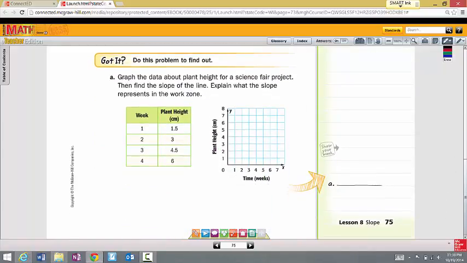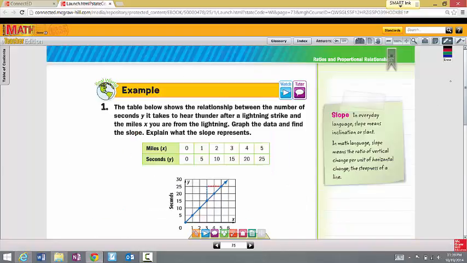Okay, so I would like you to pause your computer and try letter A. You have to graph it, then calculate the slope, and then tell me what it means. For letter A, it says graph the data about plant height for a science fair project and then find the slope of the line. Explain what the slope represents.